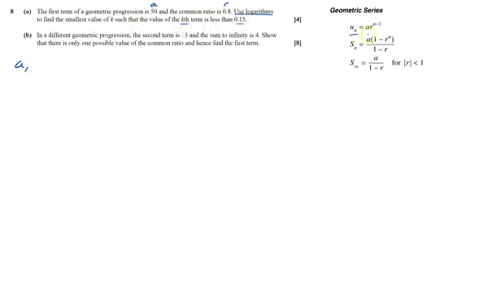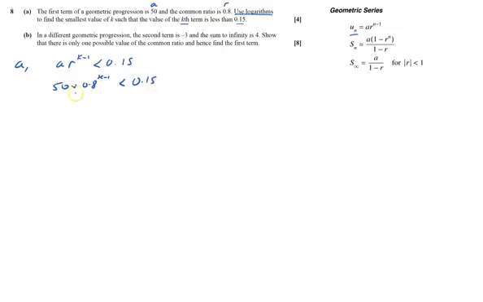So I know that the nth term is A r to the n minus 1. So the kth term will be A r to the k minus 1, and that is got to be less than 0.15. And now I've got to just solve that. So it's 50 times 0.8 to the power of k minus 1 has got to be less than 0.15.